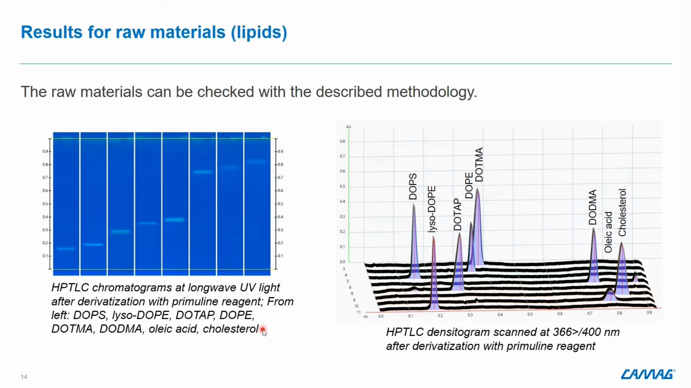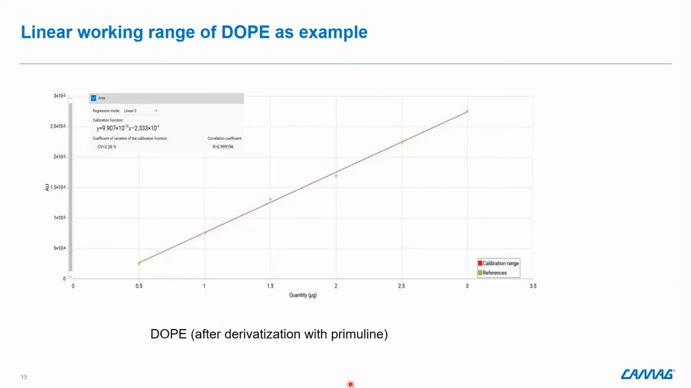Now it's time to have a look at the results. So in our feasibility study, we obtained a good separation and signal response of the most common lipids used for production of liposomes and lipid nanoparticles. And the purity and identity of the raw materials can be determined with the calibration curves generated within the VisionCat software.